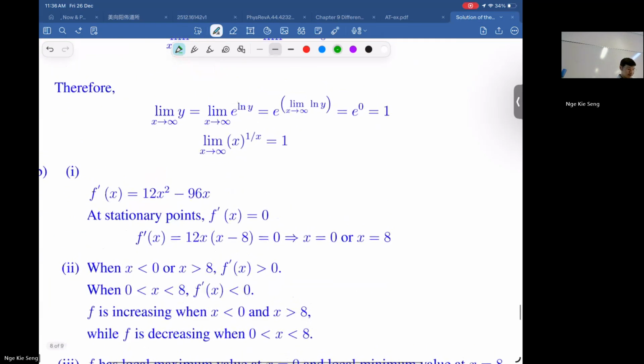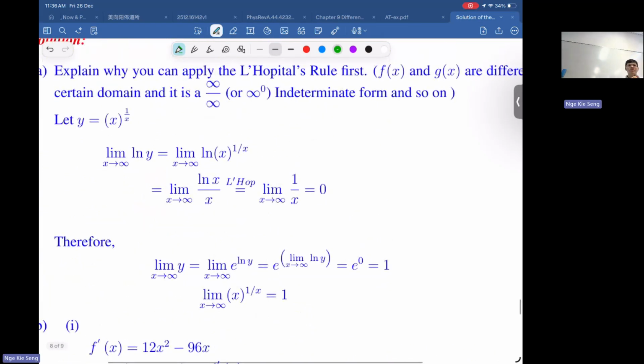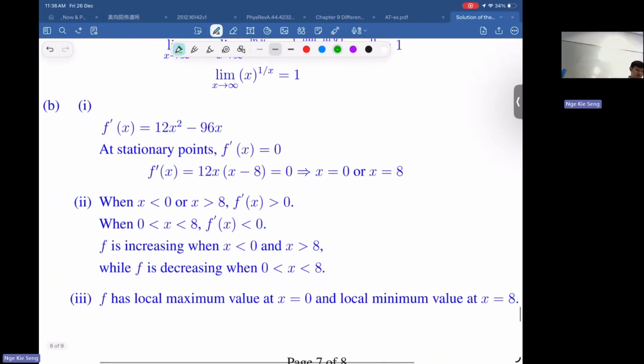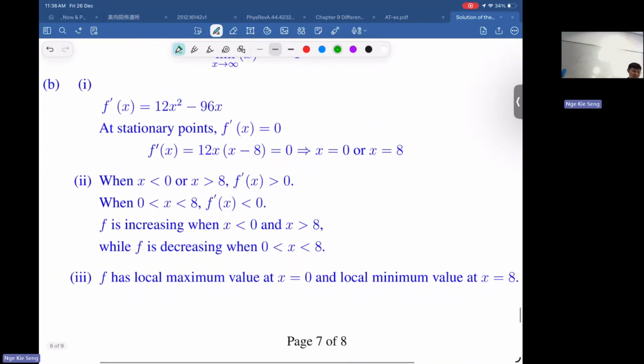Okay. I think this is one of the lecture problems, right? I think we did a similar question like this. Yeah, we did something similar. Okay. Next, very straightforward. I find the local maximum and minimum.